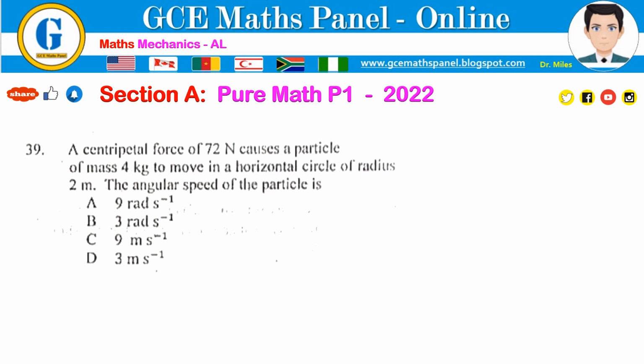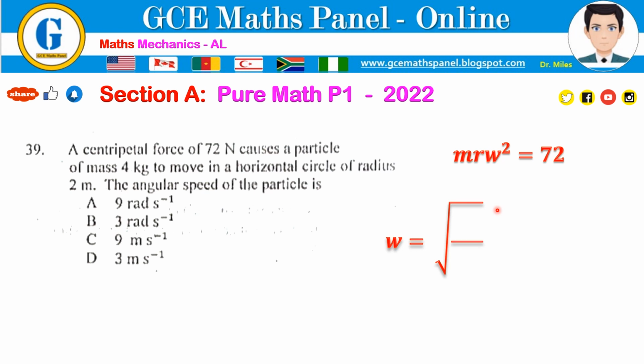Question 39. A centripetal force of 22 newtons causes a particle of mass 4 kg to move in a horizontal circle of radius 2 meters. The angular speed of the particle is. So first of all here, they have given us the centripetal force. And centripetal force is equal to mRw squared. That is mass times radius times angular velocity squared, where Rw squared is angular acceleration. So mass times angular acceleration is equal to 72.